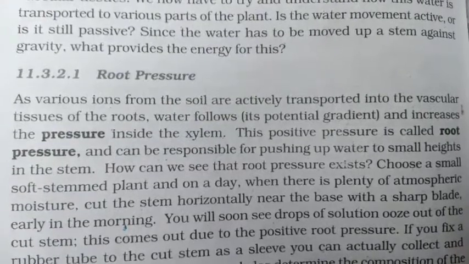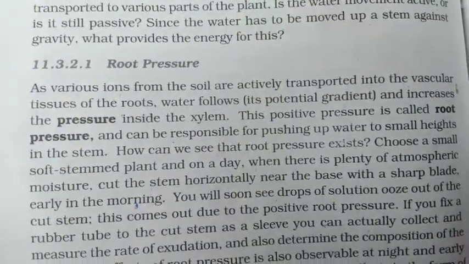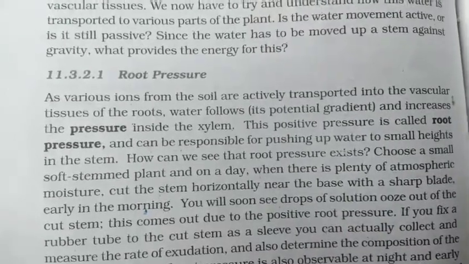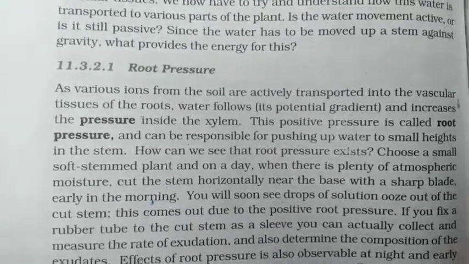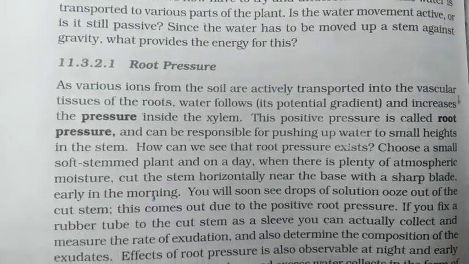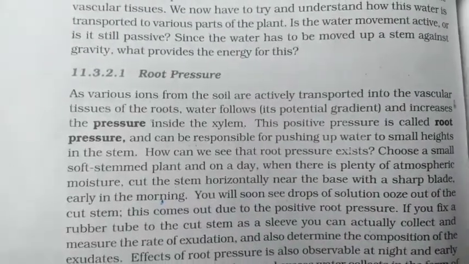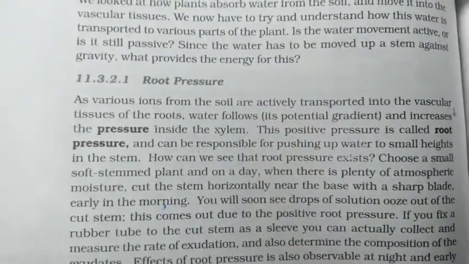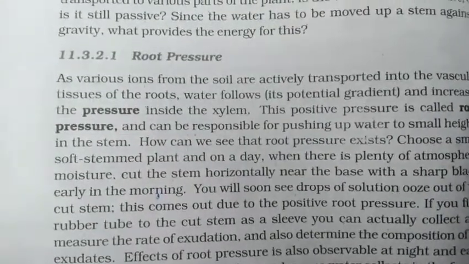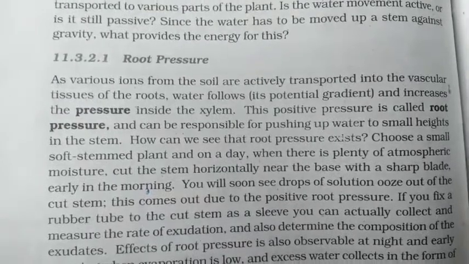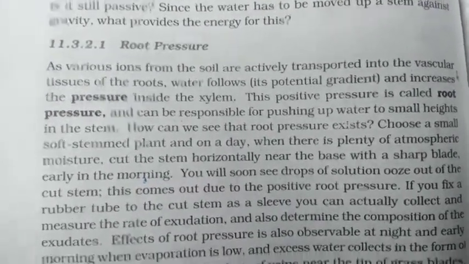Various ions from the soil are actively transported into the vascular tissues of the roots along with water, and water follows its potential gradient. That means water moves from a region of higher water potential to a region of lower water potential and increases the pressure inside the xylem. This positive pressure is called the root pressure and can be responsible for pushing water up to small heights in the stem. Now, how can we see that the root pressure exists?